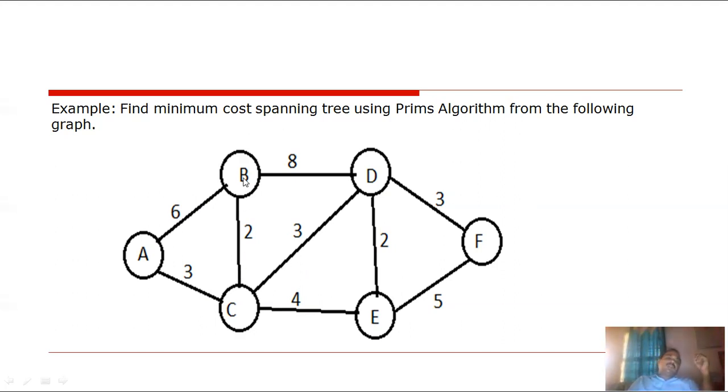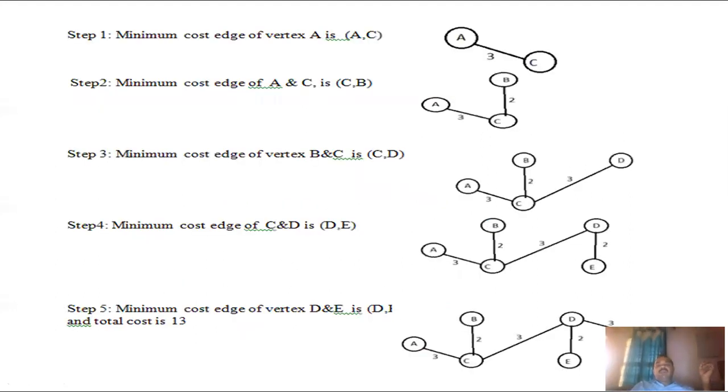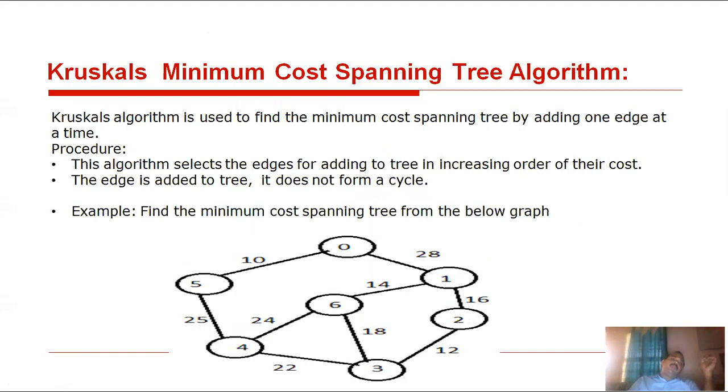Then this is connected to B. So that is 2. And next is the D edge. The next highest is the D edge, so select this one. Next one D to E. Next one D to F. This is the minimum cost spanning tree. Yes or no? A, C, B, D, E, F. That is the minimum cost.